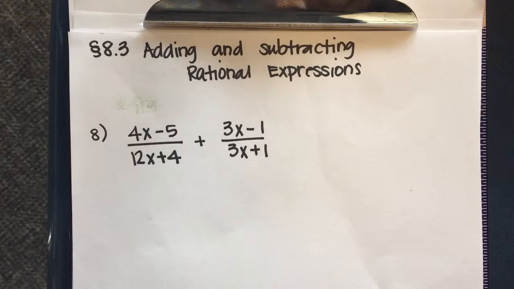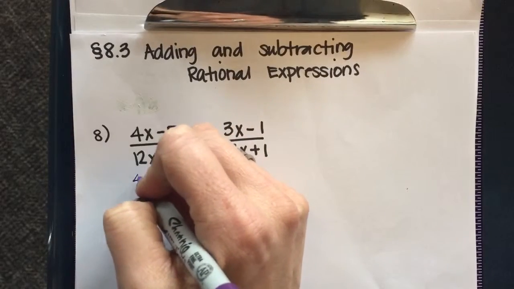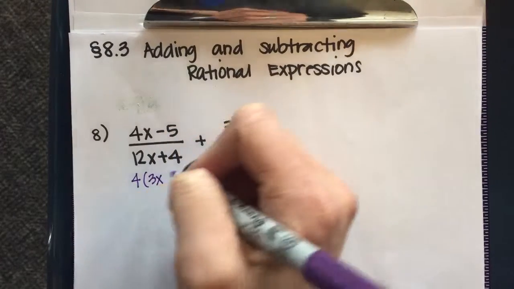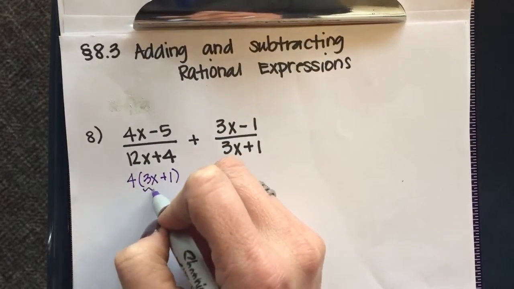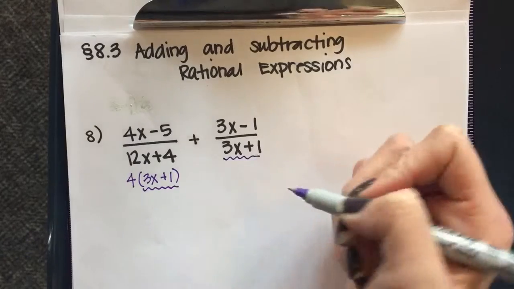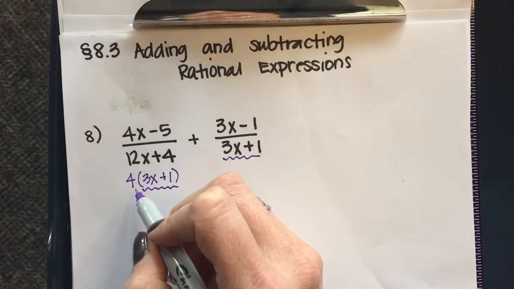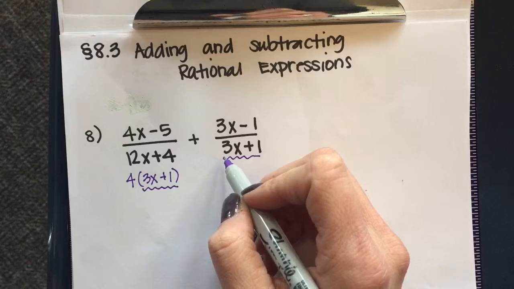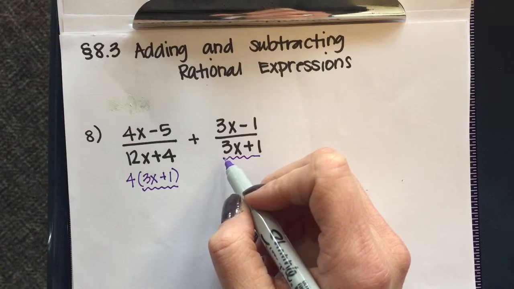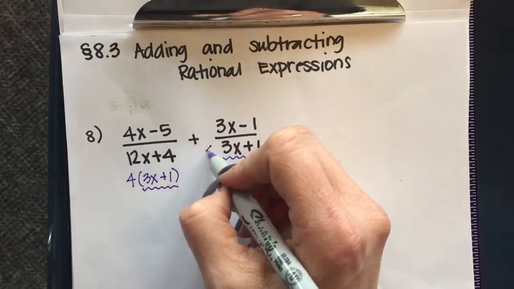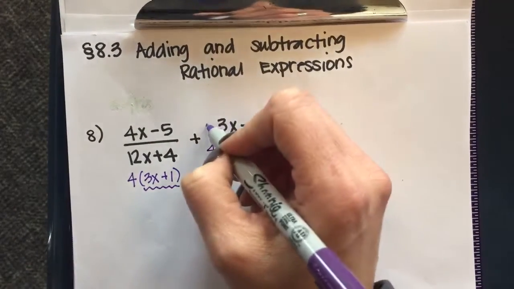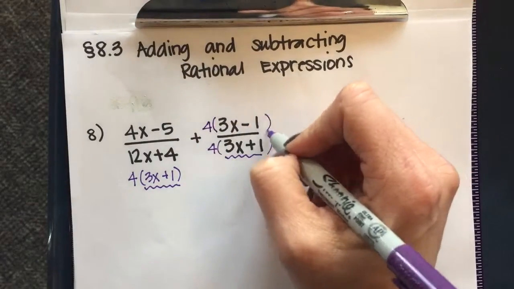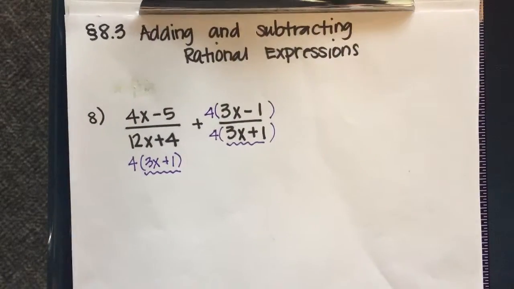The 12x plus 4, I can factor out a greatest common factor of 4, and that becomes 3x plus 1. So they already have the 3x plus 1 in common. That part is already the same. This one has a 4 in the front, this one does not. So you can't add to make common denominators, but you can multiply. So I can multiply by a 4 if I also multiply the numerator by 4. So I'm going to multiply the top by 4 also.